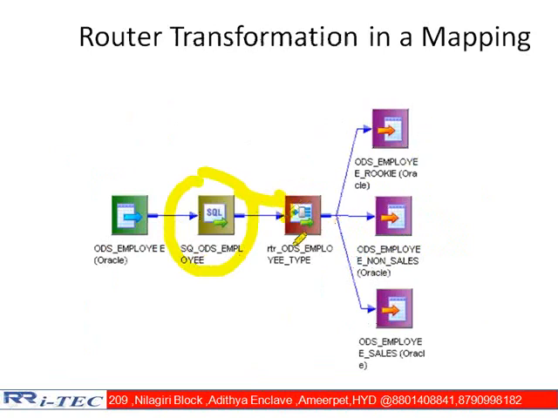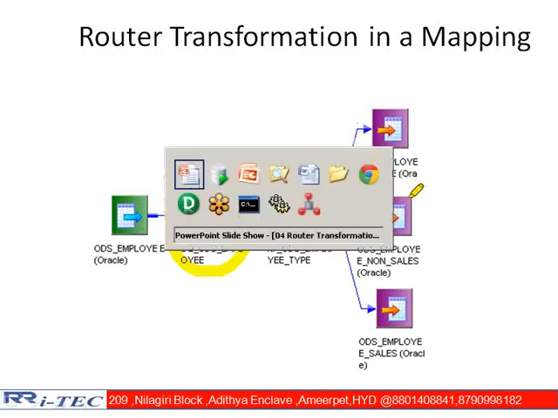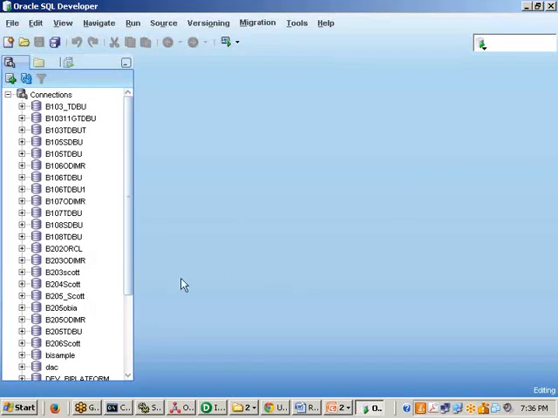Then it is trying to separate the records faster. That means, sir, performance is improved if you use the router. What is the meaning of group here? The meaning of group is, let us say, the sales team is one group.